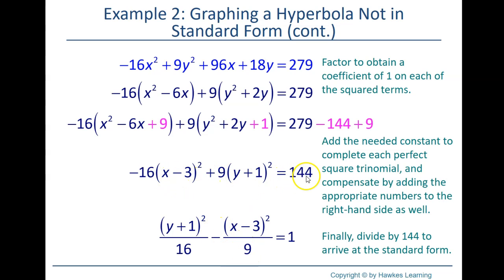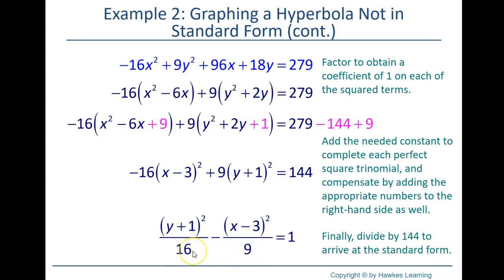144 divided by 144 will reduce down to a 1 over 16. And that's what we're seeing there. So, again, this is negative 16 over 144 reduces to 1/9. 9 over 144 reduces to 1/16. And there's our standard form of our hyperbola. All right, change in y is 4, change in x is 3.